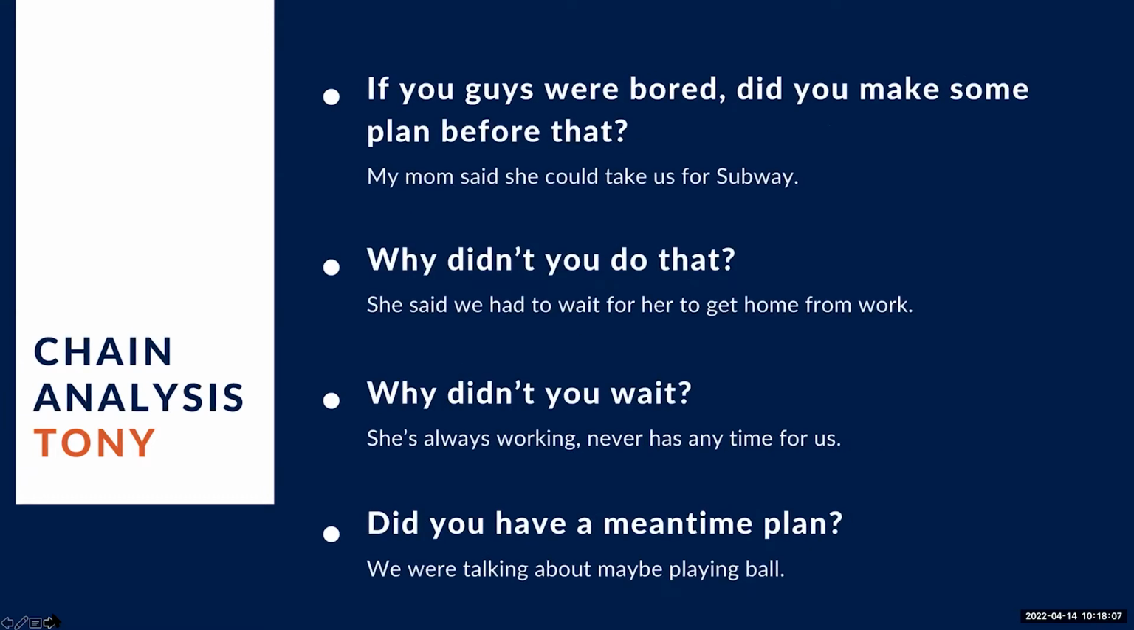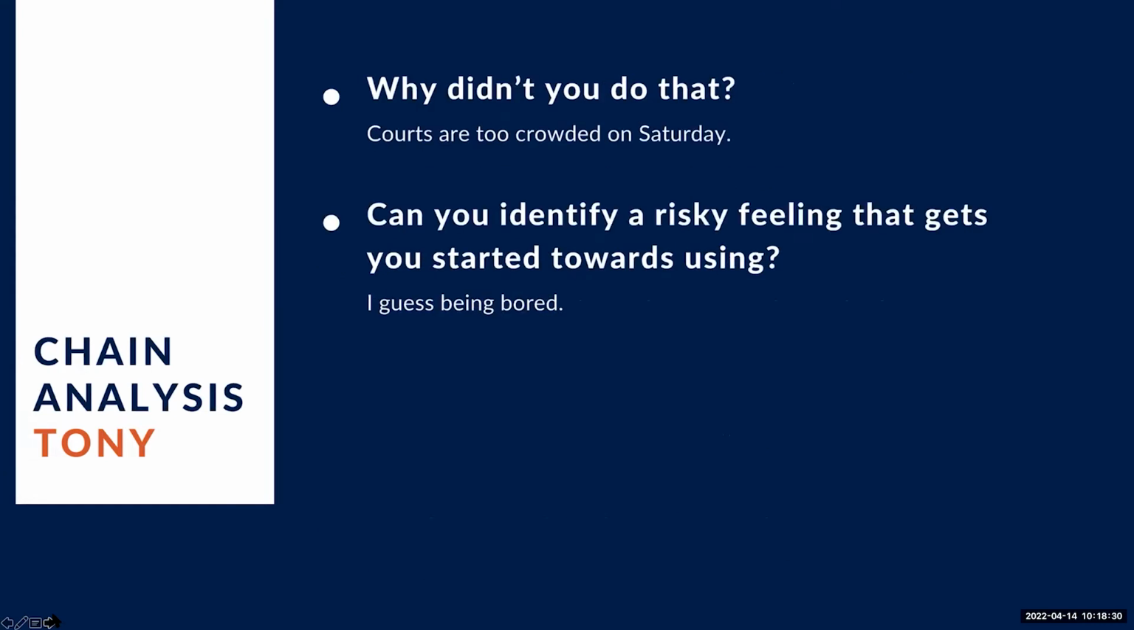Well, if you guys were bored, did you make some other plans before that? Well, my mom said she could take us for Subway. Well, why didn't you do that? She said we had to wait for her to get home from work. Well, why didn't you wait? She's always working. She never has any time for me. She never does what she says. She's always saying this stuff. Well, did you have a meantime plan? Well, we were talking about maybe playing ball. Well, why didn't you do that? Well, because the courts are too crowded on Saturday.